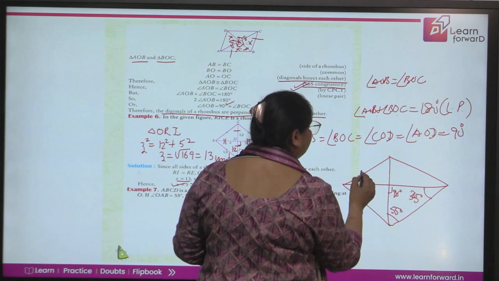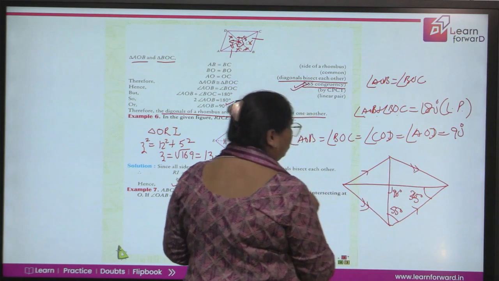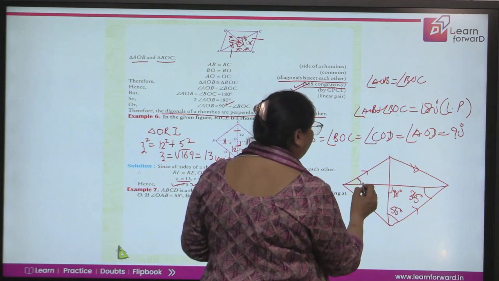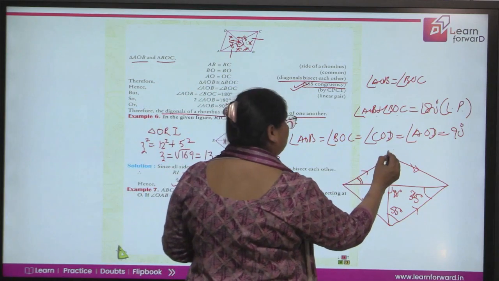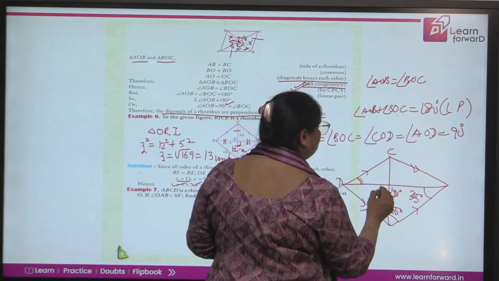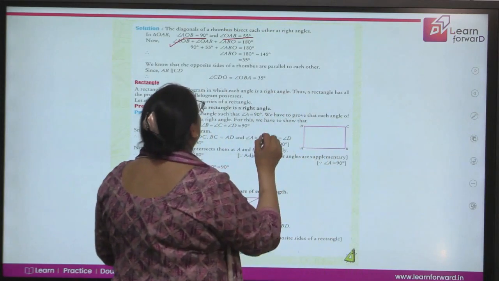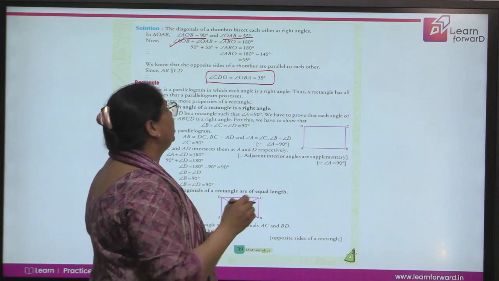And this side is parallel to this side, as in the properties of a parallelogram. In a rhombus also, opposite sides are parallel, so this angle will be equal to, you have to find angle CDO. CDO will be equal to OAB, that is 35 degrees.